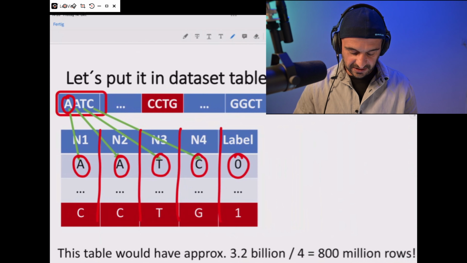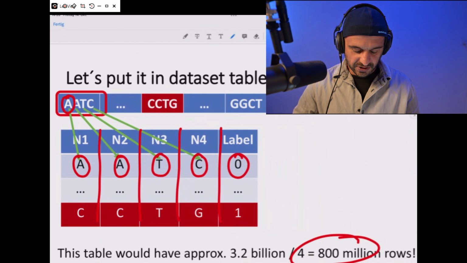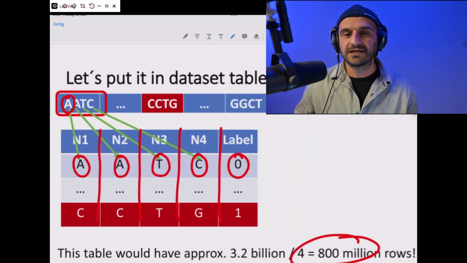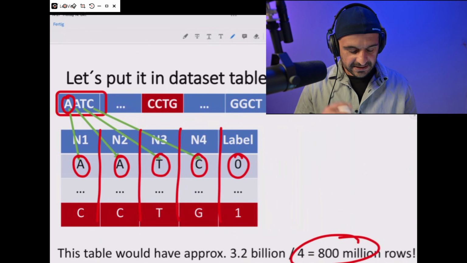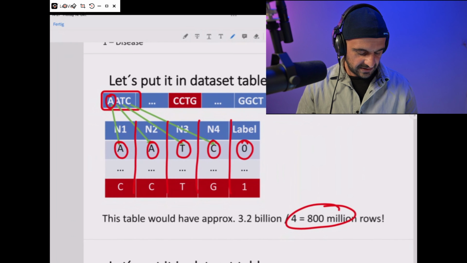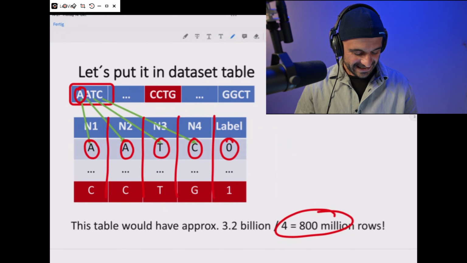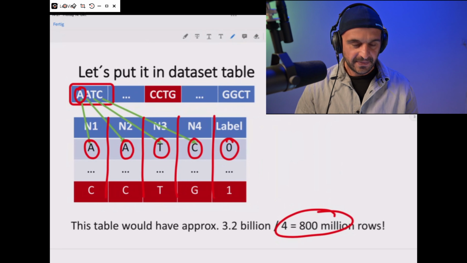It would be quite big. If we have 3.2 billion divided by 4, we would have 800 million rows. It's huge, actually. It's big data already, but it doesn't matter. We will figure out how to make the best out of it now. Okay, so we have created it and written AATC and so on into the dataset.